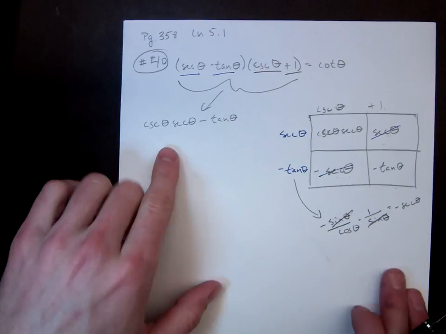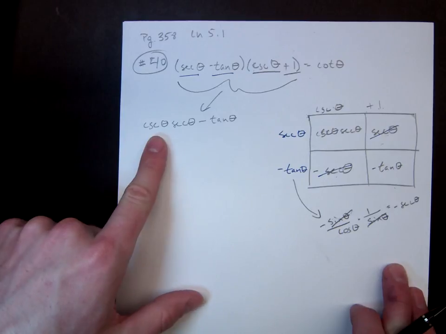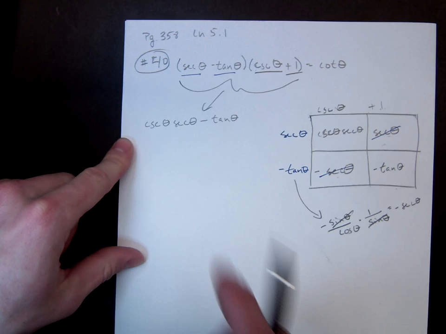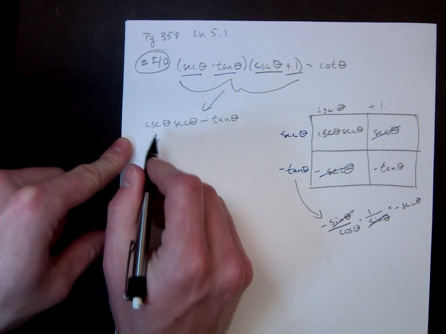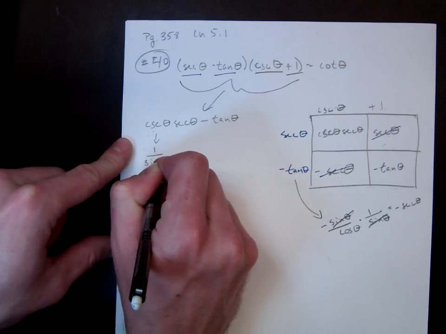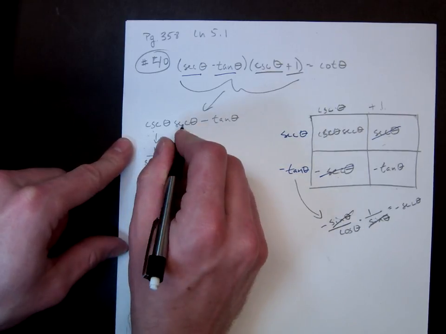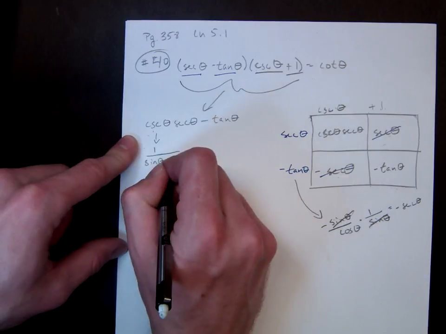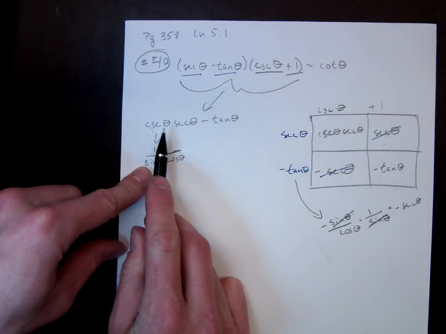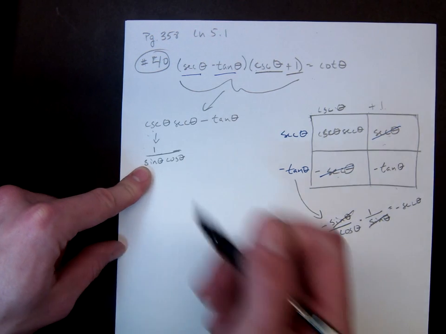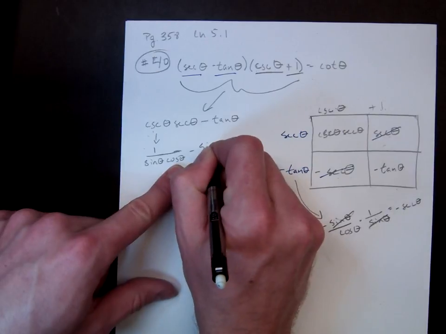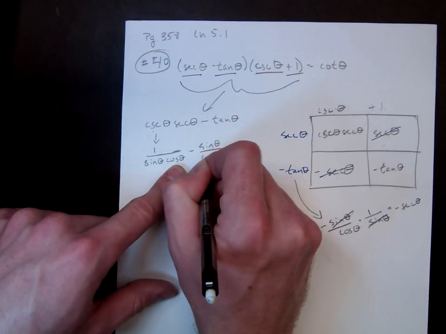All right, so moving on, I'm now going to change everything to sine and cosine. So I can rewrite the cosecant here as 1 over sine. And since this is going to be 1 over cosine as well, I'm just going to throw that cosine on the bottom. 1 over sine times 1 over cosine is just going to be 1 over sine times cosine, minus sine over cosine.